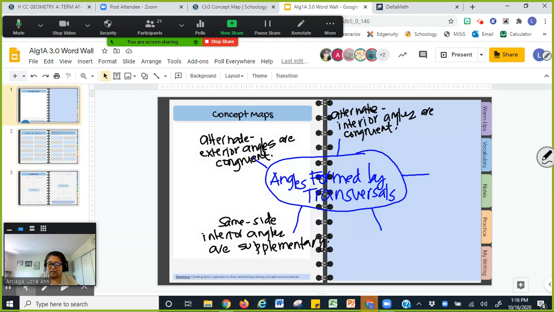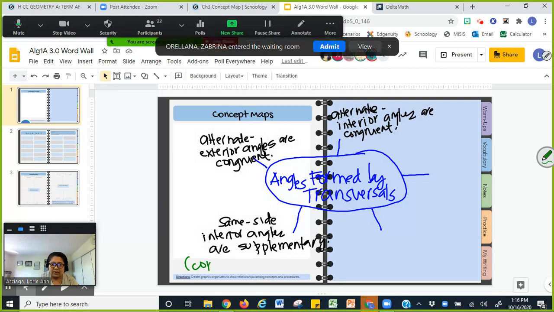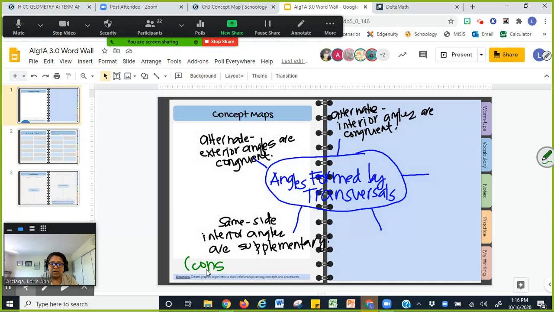And remember, there's another name for same side. If you don't see them in Delta Math, same side, let me admit a student. Okay, so same side interior angles may also be called consecutive interior angles. Consecutive interior angles.